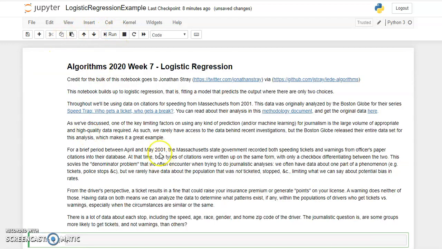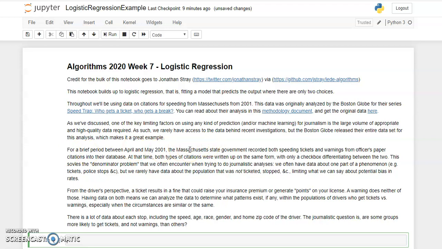So this is built off of a notebook that was developed by Jonathan Stray, and it is using the data set from the Who Gets a Ticket, Who Gets a Break Boston Globe investigation from 2001. Obviously, this is quite a while ago, but as you know at this point, one of the big challenges when we're doing any kind of predictive analysis is that getting the data is really the hard part. And the Boston Globe actually published their entire data set alongside their methodology with the story. And so that's a real boon to us because it lets us actually replicate their findings.